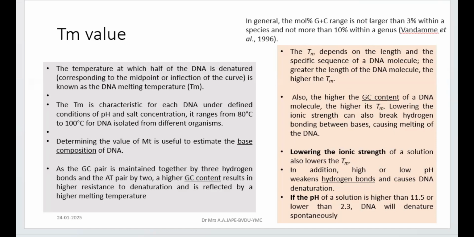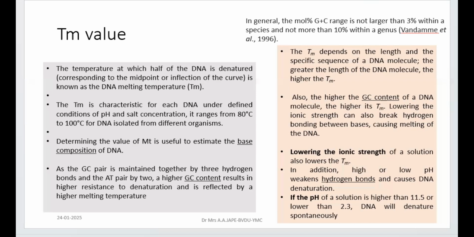Now when we are determining this value, the base composition is going to be important. As I said earlier, if the sequence is GC rich, surely AT melting will take longer, or a higher temperature would be required to melt it. So Tm depends on the length and specific sequence of the DNA molecule. Also, it depends on the ionic strength and the pH.